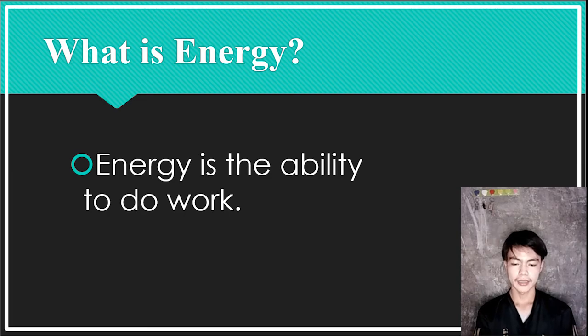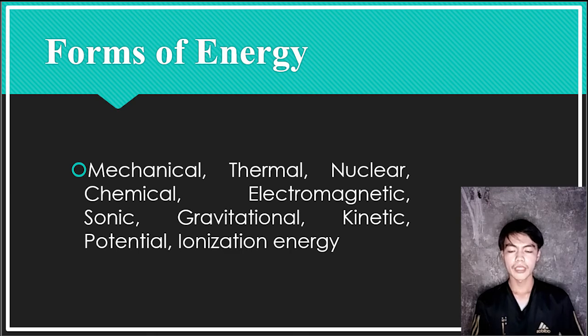What is energy? Energy is the ability to do work. Energy is defined as the capacity of a physical system to perform work. However, it's important to keep in mind that just because energy exists does not mean it's necessarily available to do work. There are 10 forms of energy: mechanical energy, thermal energy, nuclear energy, chemical energy, electromagnetic energy, sonic energy, gravitational energy, kinetic energy, potential energy, and ionization energy.